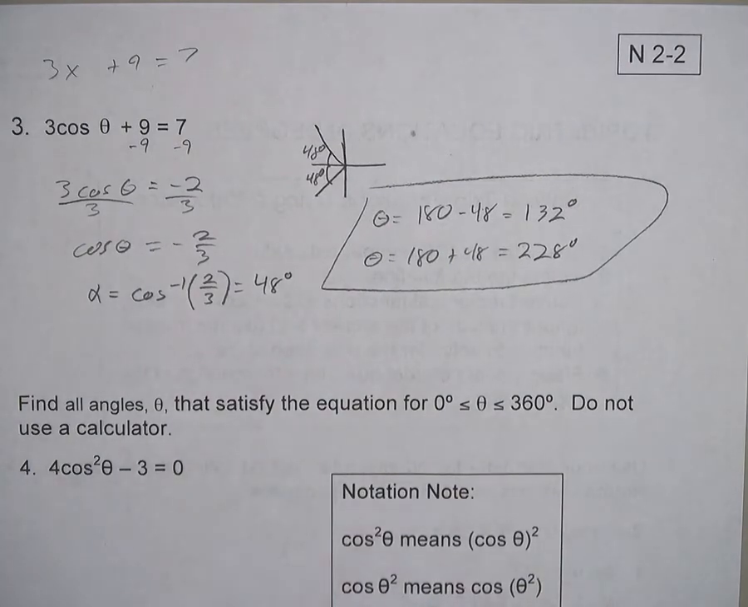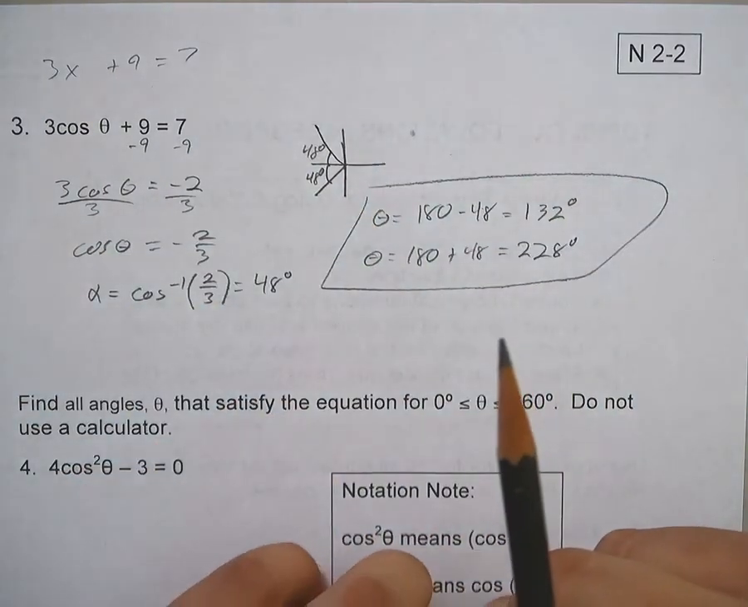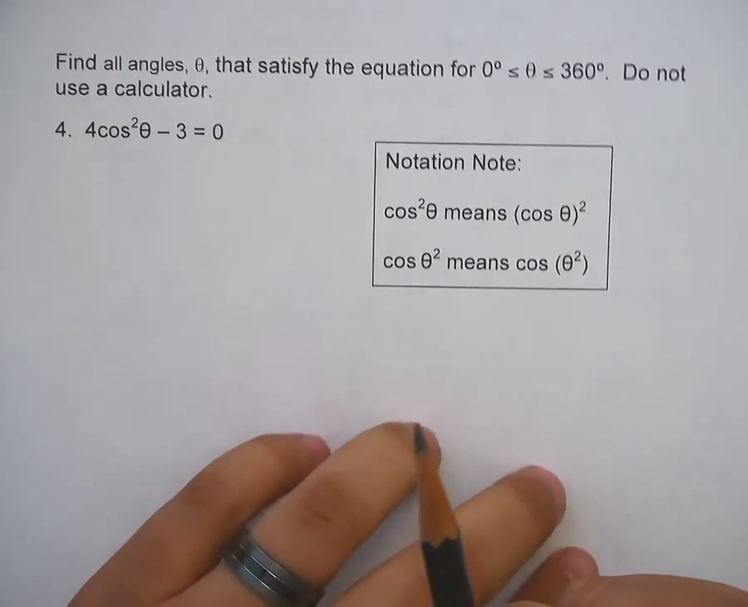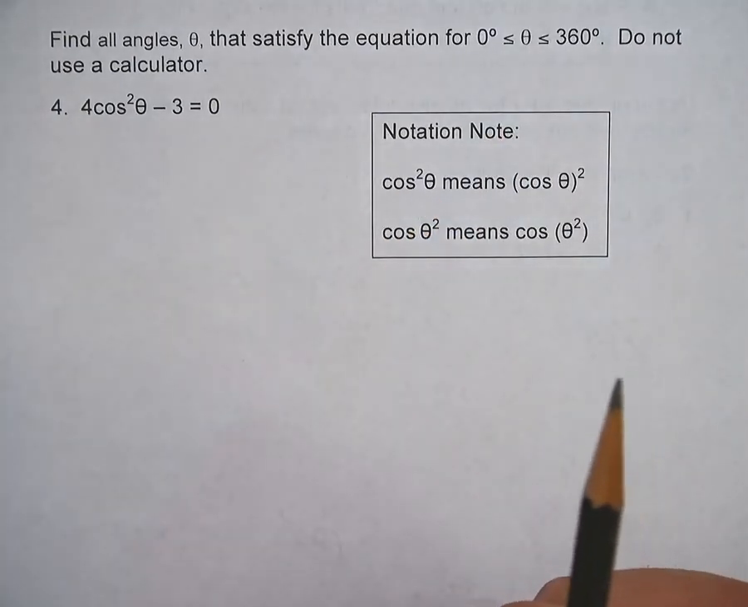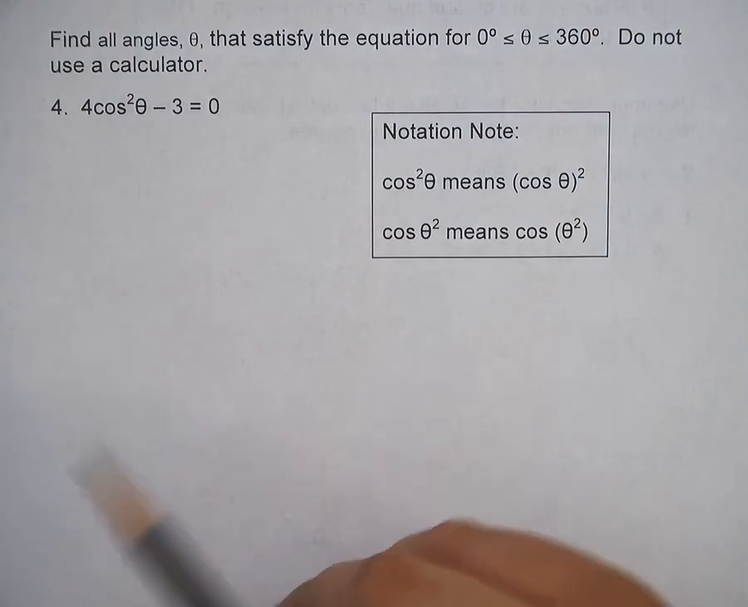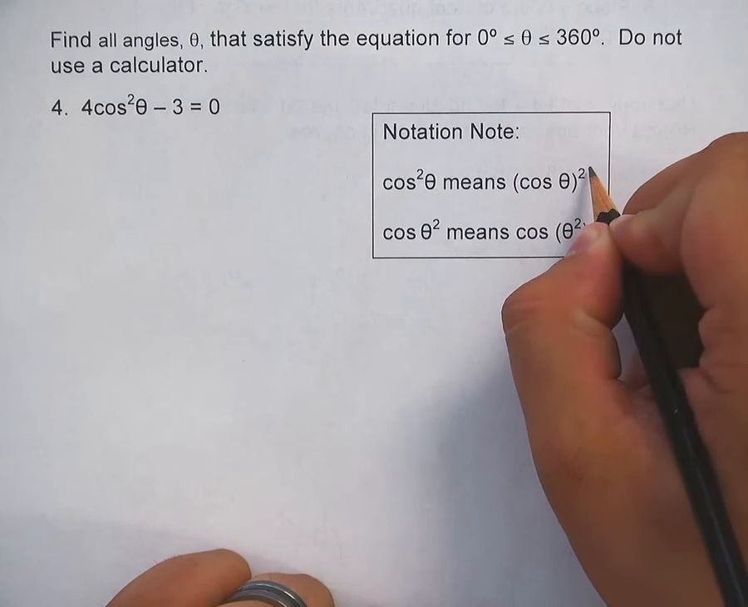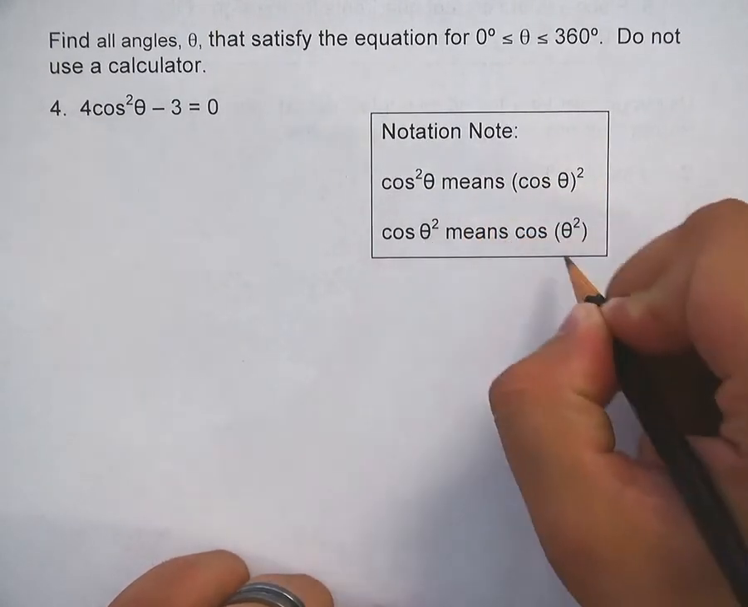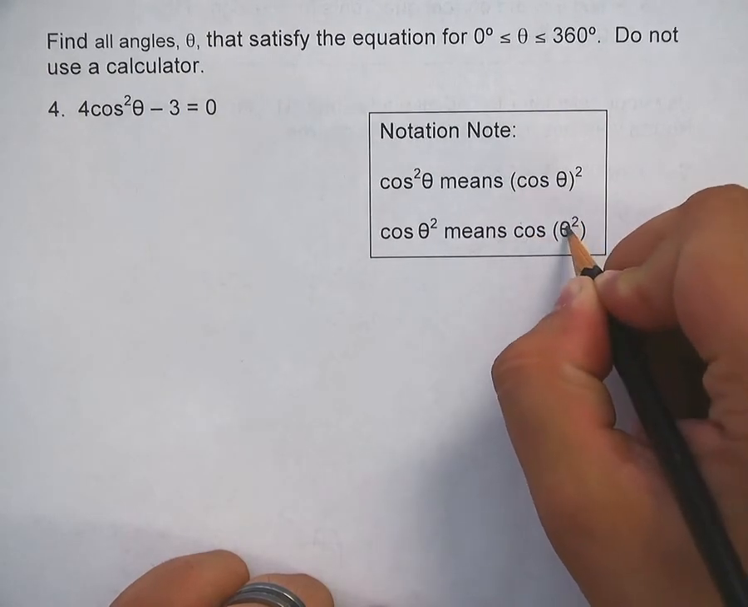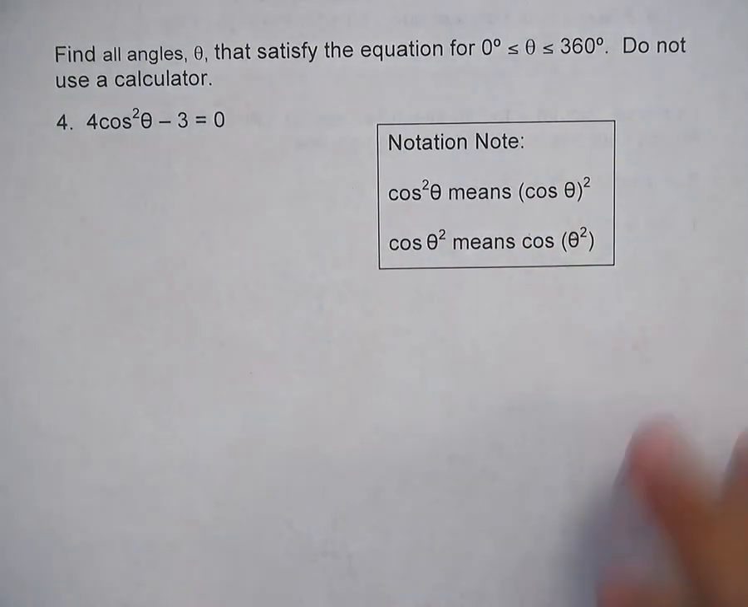Now, sometimes you may have more than just two answers to these things. And I'm not just talking about going from radians to degrees. But there are occasions where you may have, just simply put, more than one set of answers. For example, number 4. Now, a little note on the notation here. Cosine squared theta means cosine of theta, squared. There's a big difference between these two things. Where that square is at is going to make a world of difference.